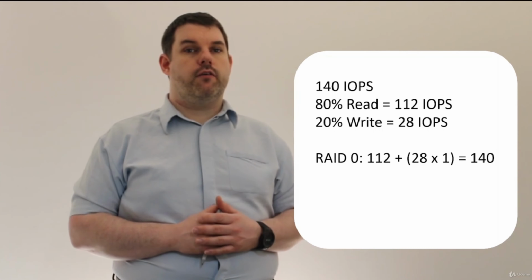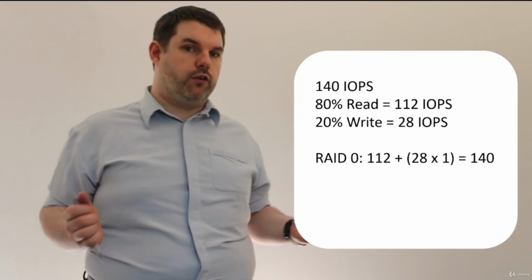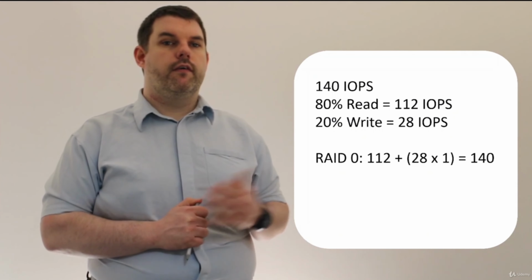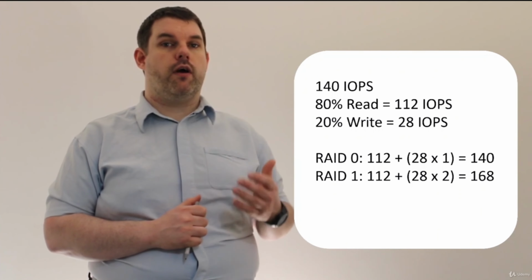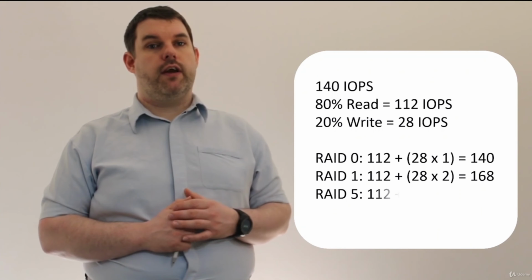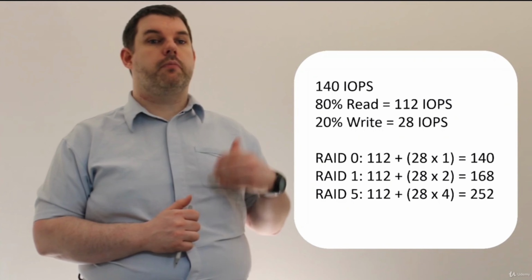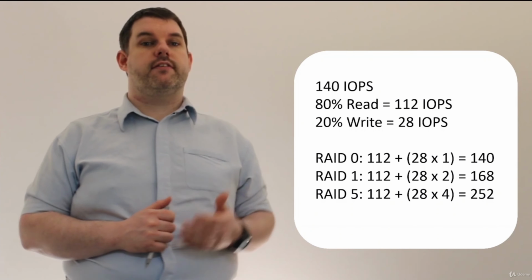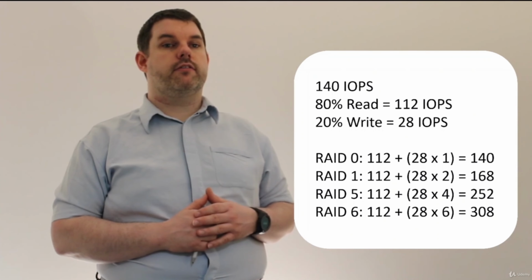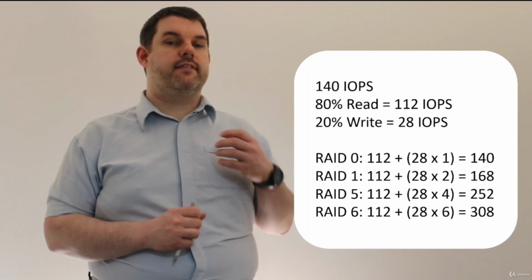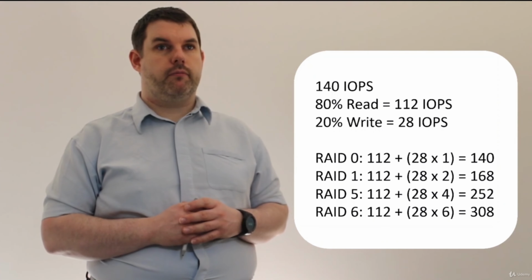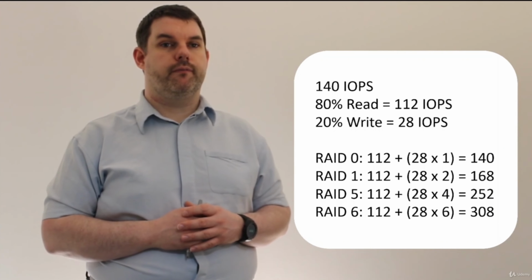So for RAID 0, we multiply by 1, which of course has no impact. For RAID 1, we multiply the writes by 2. For RAID 5, we multiply the writes by 4. And for RAID 6, we multiply the writes by 6. Again, this is all linking back to that write penalty that I mentioned.